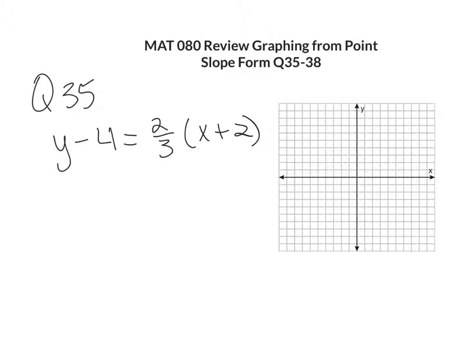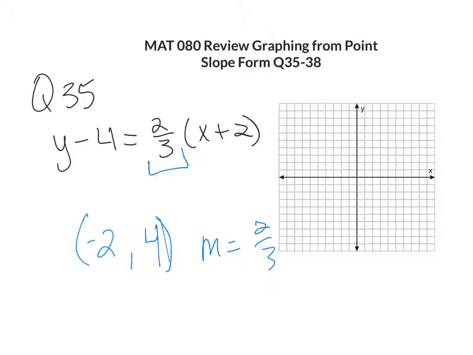is the point and the slope. So in point slope form, your x coordinate is with x, but we're going to take the opposite sign. So we have a +2, so it's going to be a -2. Your y coordinate is with your y, opposite sign. So it's a -4 over here. It's going to be a +4. And then your slope is the last number, so 2/3.